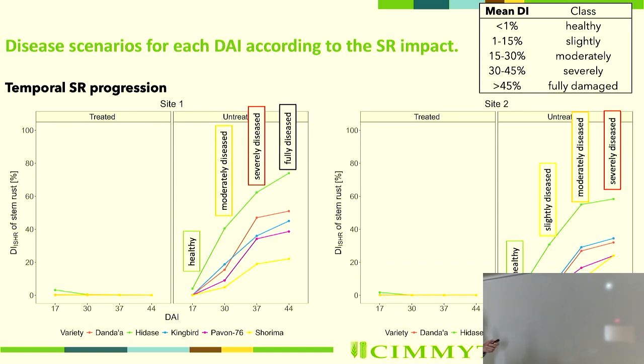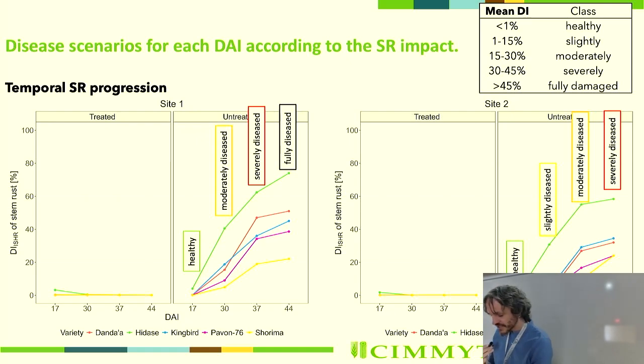And I created kind of a disease scenario based on the disease index. So where I would claim this one as kind of a healthy condition here. We had some disease impact already on Hidasi here. So this is one variety which picked it up already. So there's some variation. Then I would call this slightly diseased and then moderately and severely. But here it was quicker, so we jumped directly to moderately diseased, severely, and then to the fully diseased one.